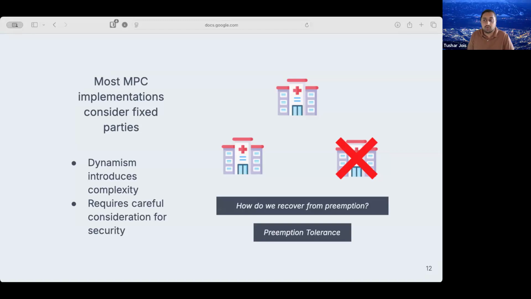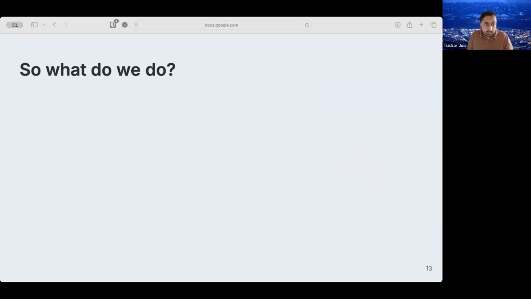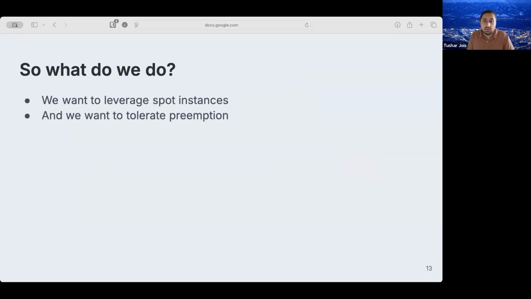Okay, so let's rewind a little bit. What do we want to do? We want to leverage spot instances for our MPC. We want to tolerate preemption, and we want to do so in an MPC native way that doesn't give up any security. So how do we do this? We want this third point, this MPC native point. How do we achieve this?